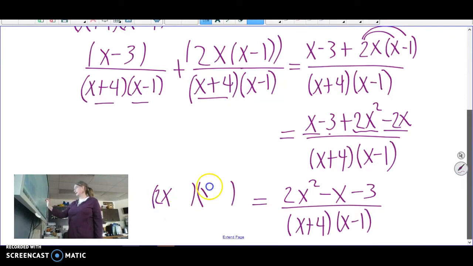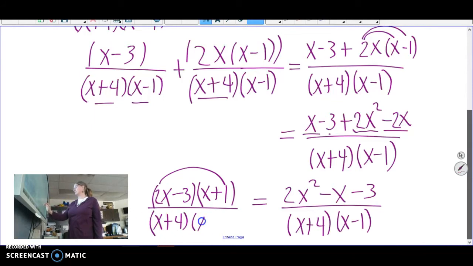We have 2x and x to get 2x squared, and then factors of negative 3 that will give me a negative 1x in the middle would be 1 and 3. If this is plus 2x minus 3x, that would give me the minus x in that middle term. And then on the bottom, I have x plus 4, and then x minus 1.